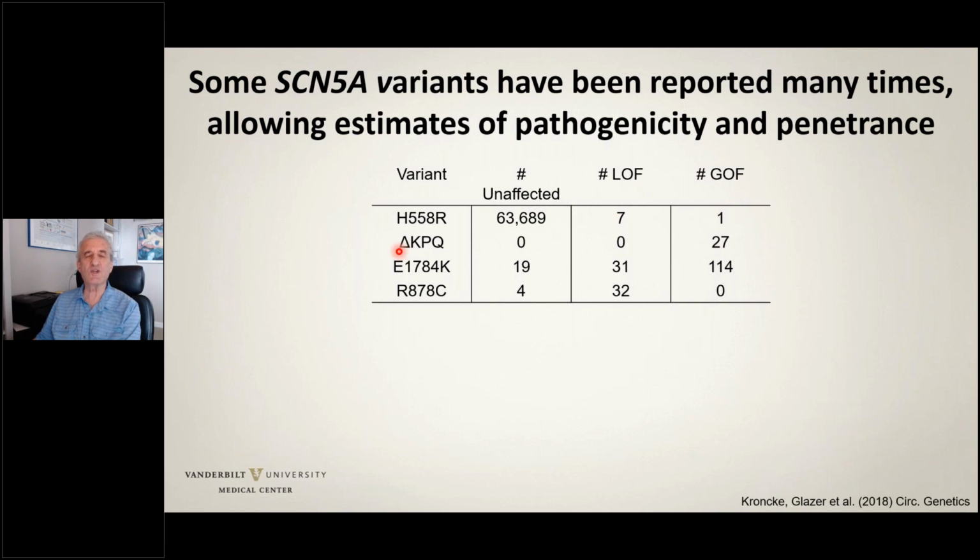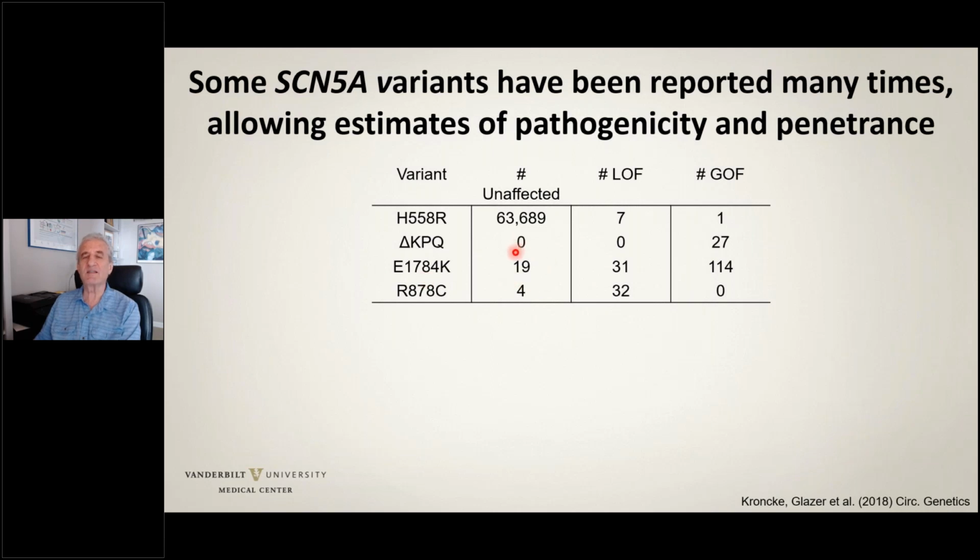Delta KPQ, the original long QT syndrome mutation that was described in 1995, very few people have that and are unaffected. 0, in fact, so far. And everybody who has it has a gain of function variant. E1784K, a variant that we actually described first at Vanderbilt, but has been recognized probably around the world as the commonest pathogenic variant in SCN5A.